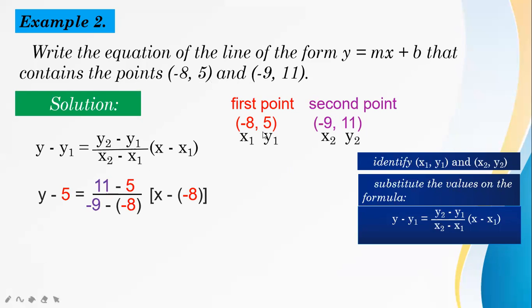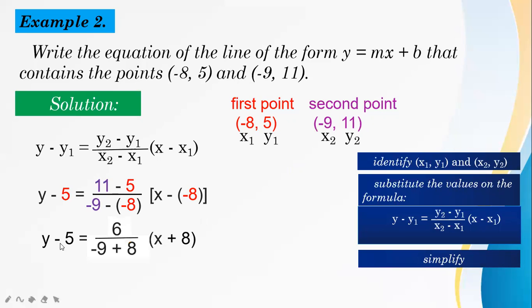Then substitute. So we substitute the value of y sub 1. We have 5. Then 11, this will be your y sub 2. 5, y sub 1. Then negative 9, that will be your x sub 2. Then negative 8, that will be your x sub 1. Then x minus negative 8. So this will be your x sub 1, negative 8. Then simplify. y minus 5. So we have 6 over negative 9 plus 8. Then we have x plus 8.